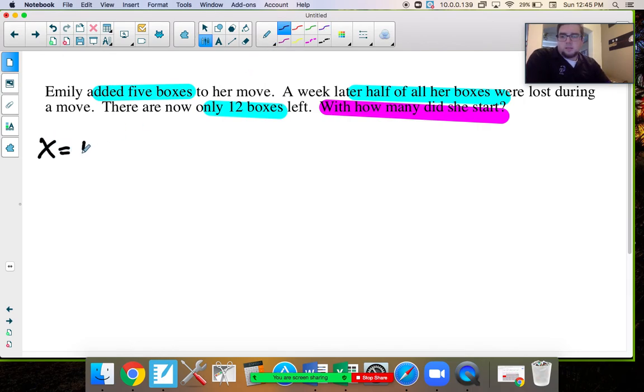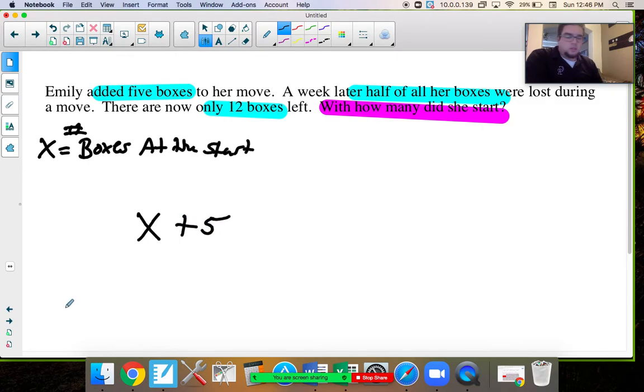X is the number of boxes at the start. So she has some sort of boxes at the start. She added 5 boxes to that. But then she loses half of the boxes. Not just of the 5, not just how much she started with, she loses half of whatever this is, giving her 12 total left.